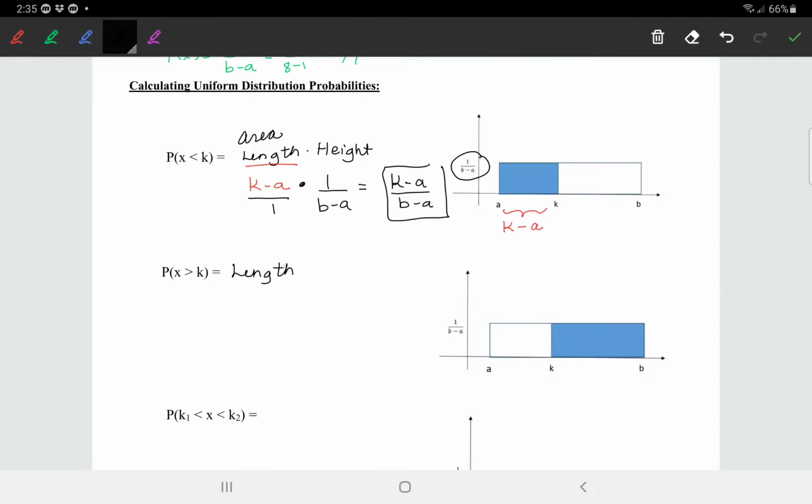And we can just keep going. The length times the height. So if we're looking for the probability that x is greater than k, we're now looking for this length. That length is b minus k. Again, it gets multiplied by the height, which is 1 over b minus a. And if you multiply these together, if you're looking for the probability that x is greater than k, you take b minus k and divide it by b minus a.